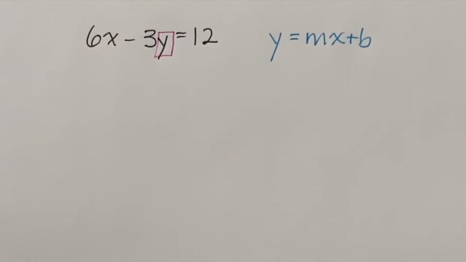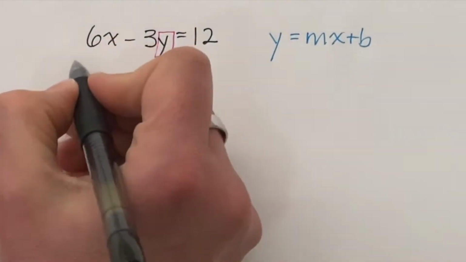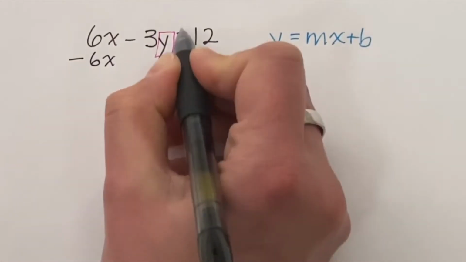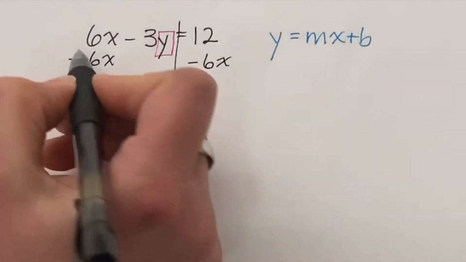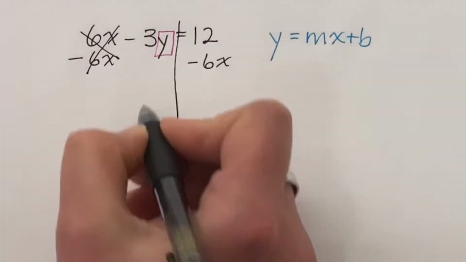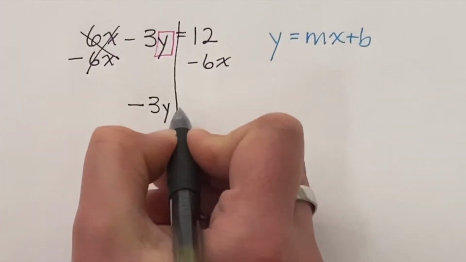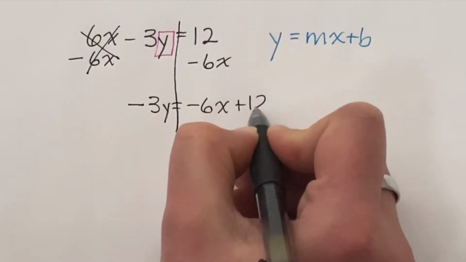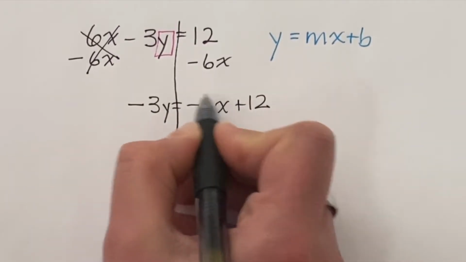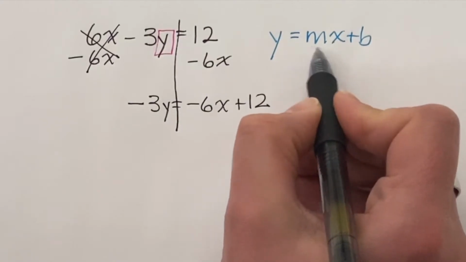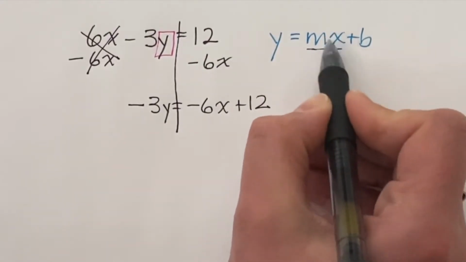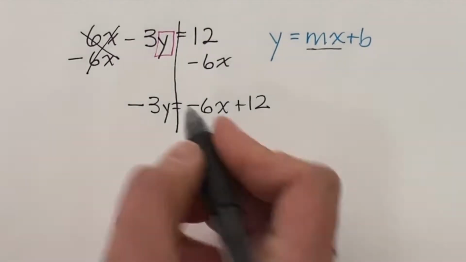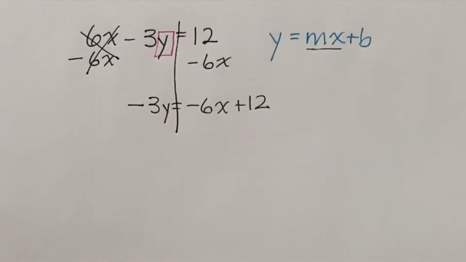So the first step in doing this would be to subtract the 6x from both sides. So I'm going to subtract 6x from each side of the equal sign. This will be a 0, and I'm left with a negative 3y is equal to a negative 6x plus 12. I put the term with x, the variable, in it first because in slope-intercept form, the variable term comes before the plain old constant. The last thing I need to do is get rid of that negative 3.